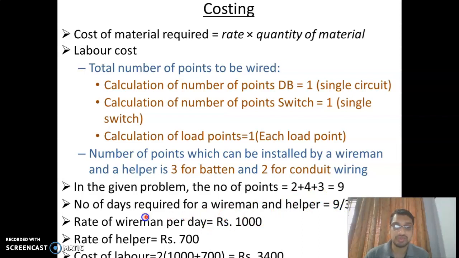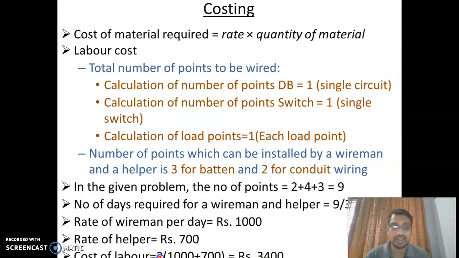Actually, we assume the rate of the wireman is equal to 1000, and the rate of the helper is equal to 700. So the cost of labor is equal to 3 into 1000 plus 700. So 1700 into 3. Not 3400, that is a wrong value.